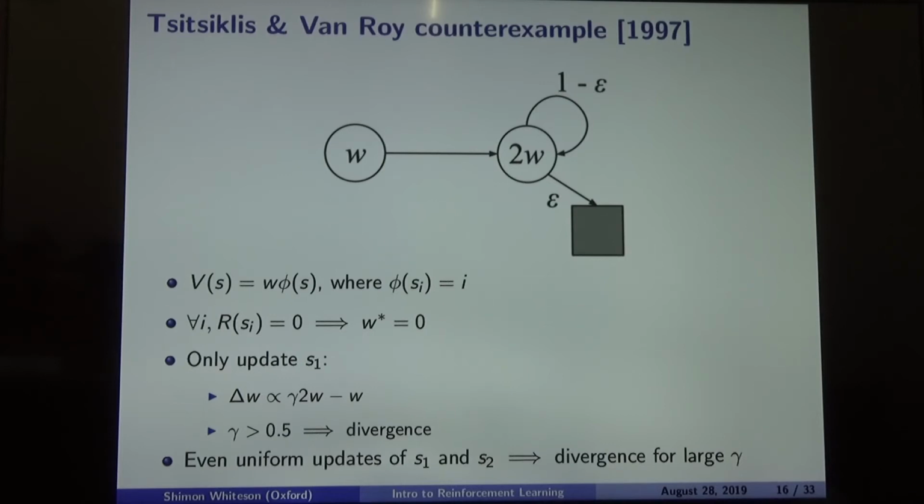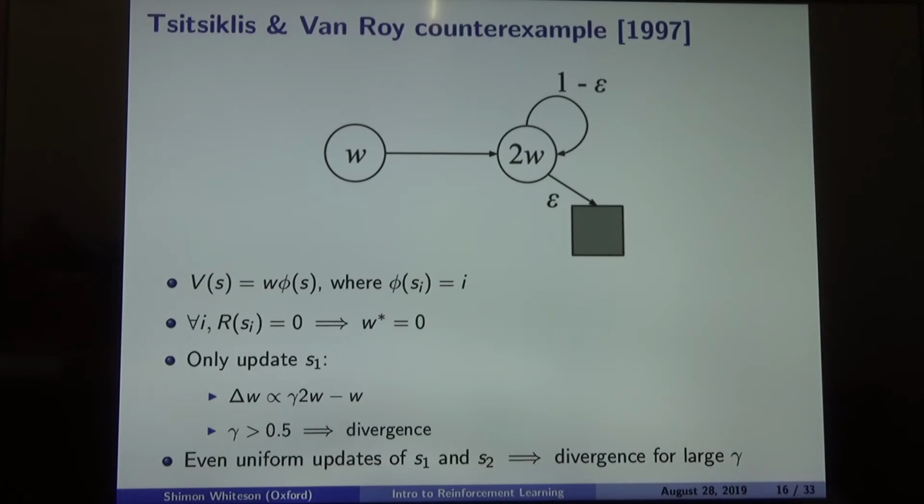Of course, this is quite an extreme example, because how would you expect to learn the value function if you only visit state 1? Wouldn't you expect to at least need to have some data from state 2 in order to have any hope of learning the value function, regardless of what algorithm you're using? But it turns out even if you have uniform updates between state 1 and state 2, you can still get this same divergence for a large enough gamma.